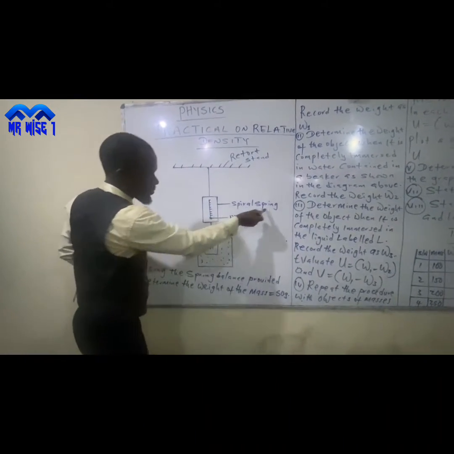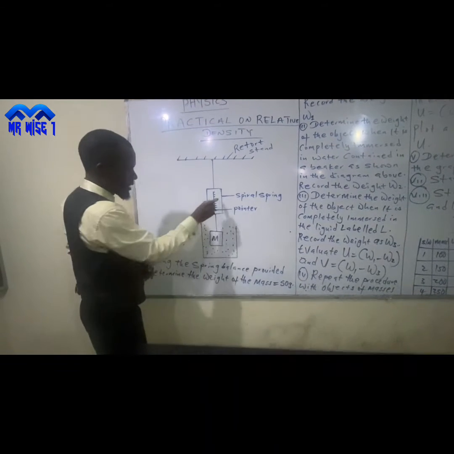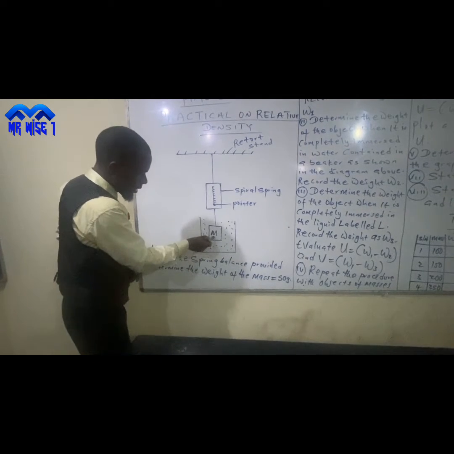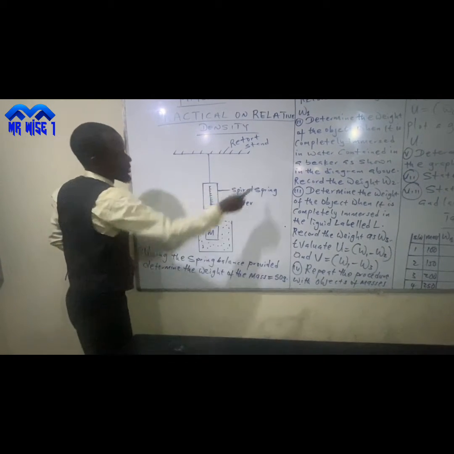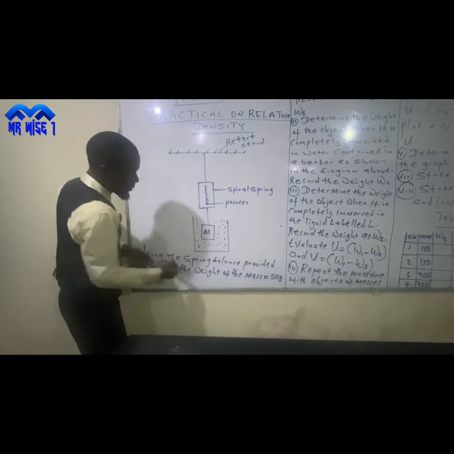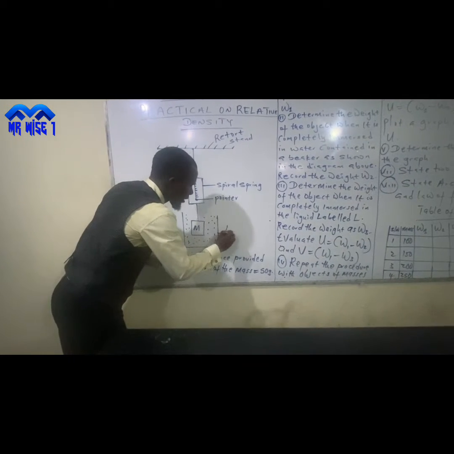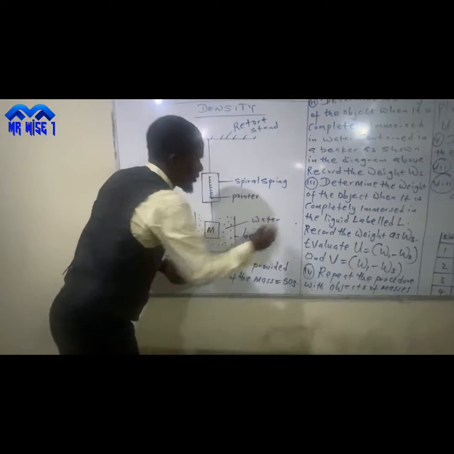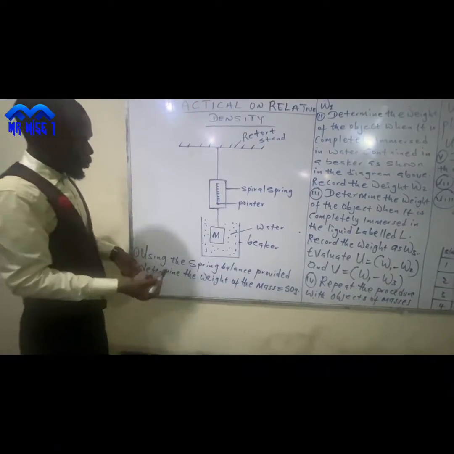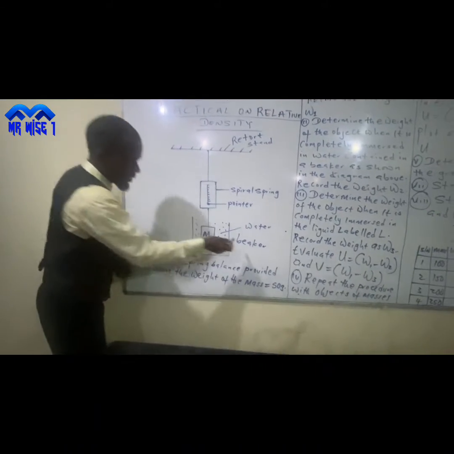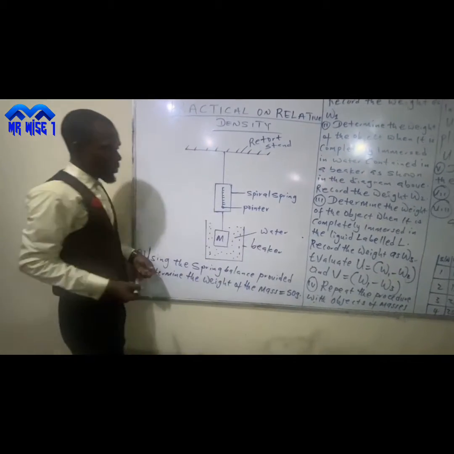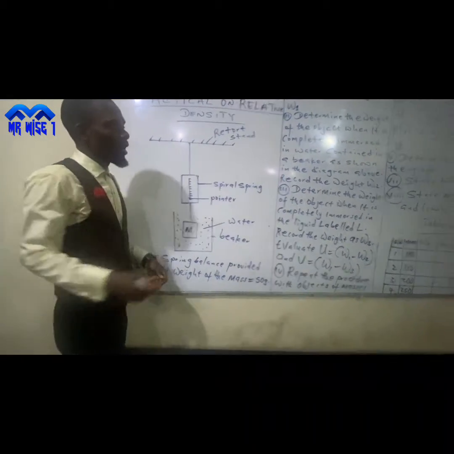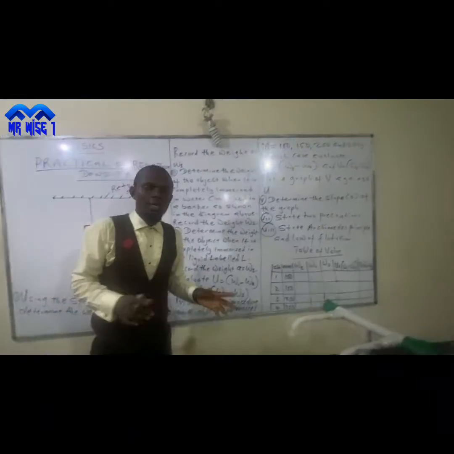This is the retort stand. This is the spiral spring, and this is the pointer. This is the mass being hung on the spiral spring. And this is the beaker, I did not put it. This is my beaker, and this is my water, which is the liquid. So this is the mass, this is the beaker, and this is the water in the beaker. With the help of these procedures, I can carry out this experiment. It's strictly on relative density.